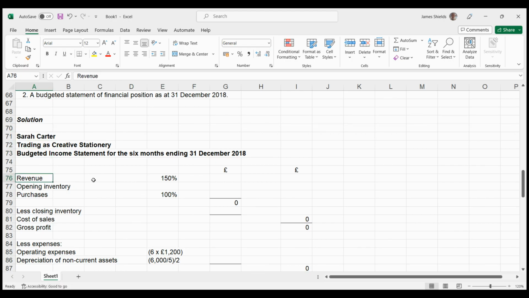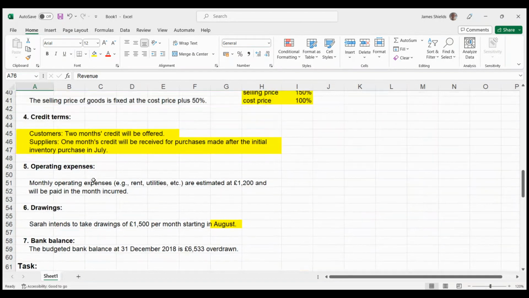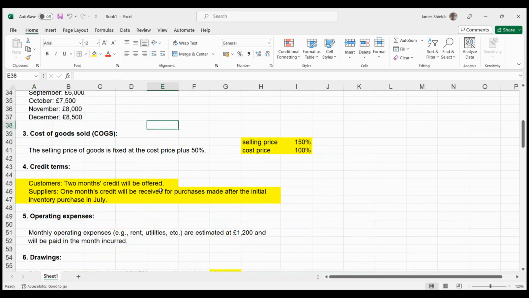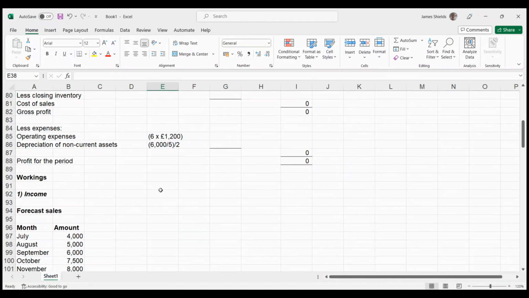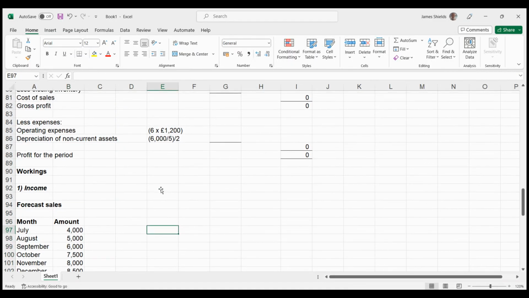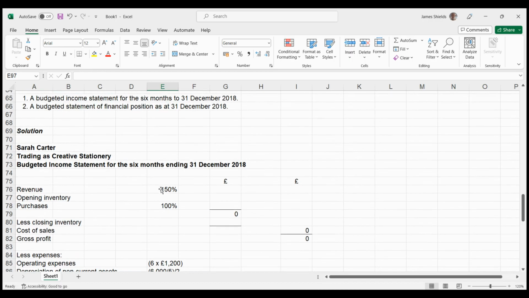Now, revenue, if I go back to the information in the question now, we're told what it's going to be. Our forecast sales are there. So what I've just done is a little working out below the question. I've put down the forecast sales for July, August, September, October, November, December. And if you add all of those together, you will get £39,000. So our forecast sales for the period are going to be the £39,000.